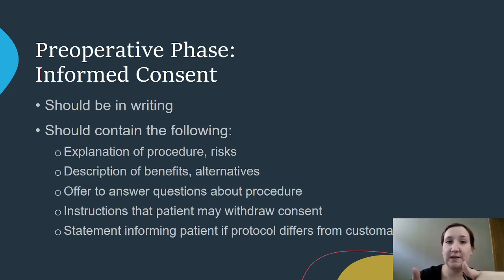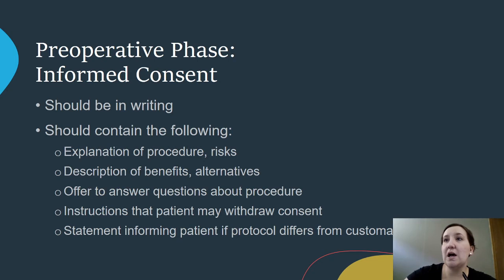It goes part of the patient's medical record. It's the chart. It explains in that consent that the surgeon has said, this is why you need to have this procedure. These are the risks of the procedure. These are the risks if you don't do the procedure. And these are the benefits of the procedure.